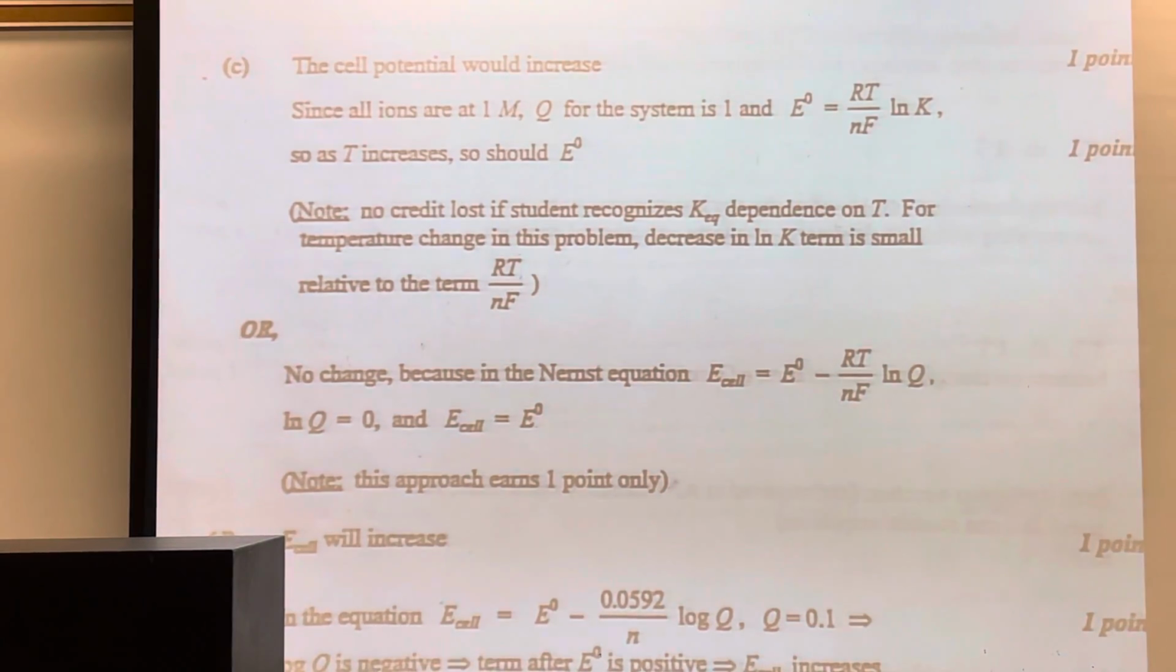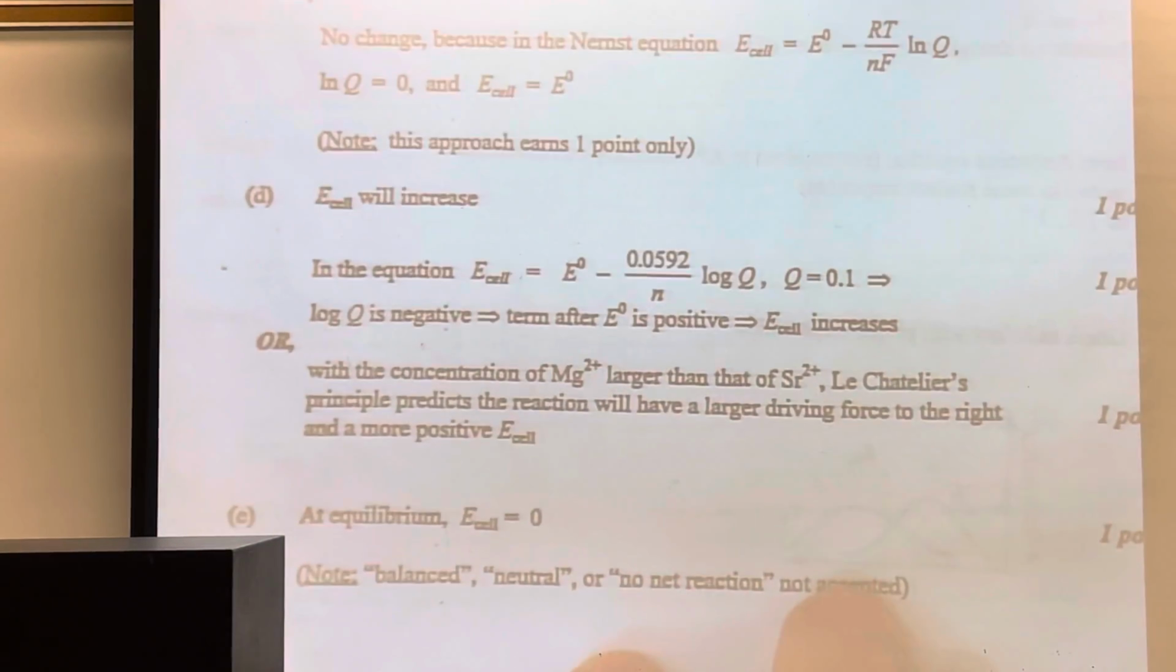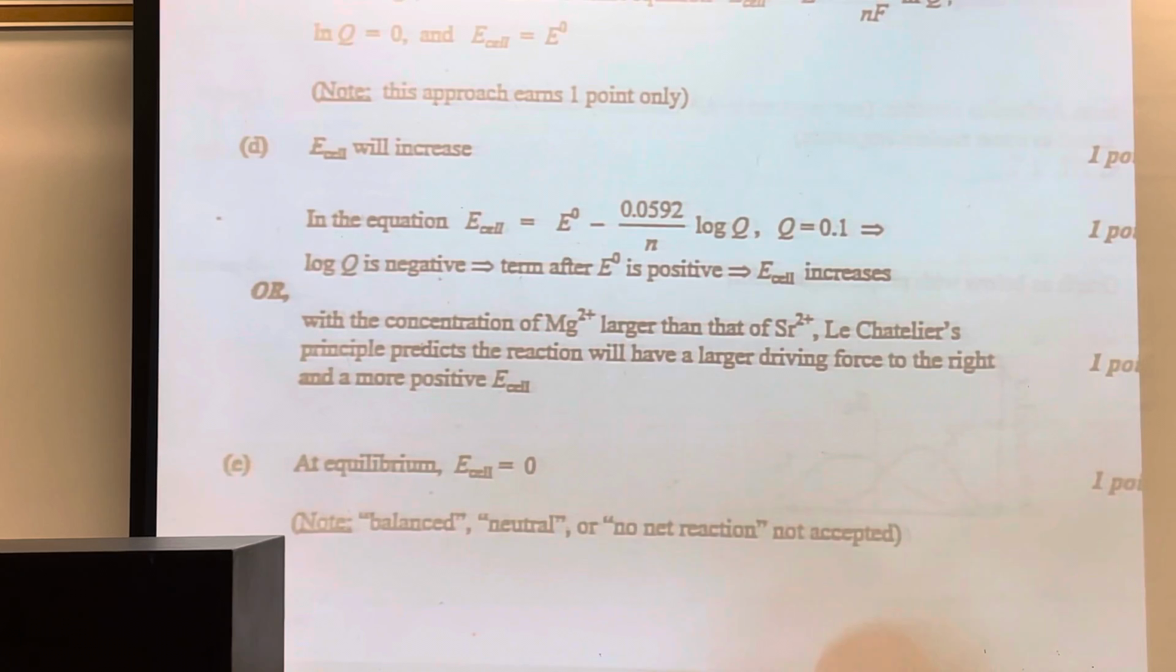And then D is the Nernst equation. And when the battery reaches equilibrium, E cell is 0, that's when your battery's dead. Delta G equals 0 at equilibrium, so with delta G equals negative nFE, E is going to equal 0 as well.